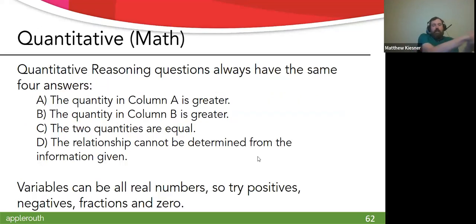So then the quantitative reasoning questions are weird, where the answers are always the same. It's column A is greater, column B is greater, they're equal, or it cannot be determined, right? And one thing is, if they give you variables, try different kinds of numbers: positives, negatives, fractions, 0. They try to do different ways that it could be.